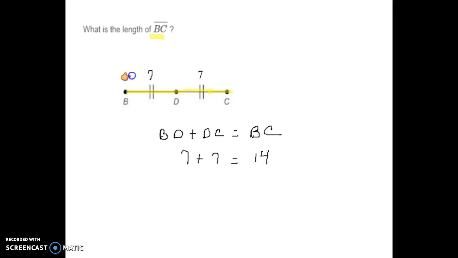Now, let's say they had given you BC as 14. Then you know that BD plus DC is going to be BC. If we know BC is 14 and these two are congruent, we can simply divide by 2 to get 7.